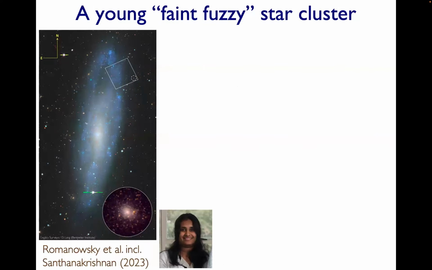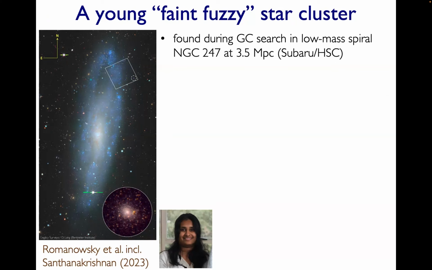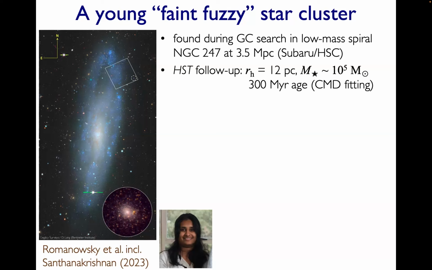Okay, so now moving on to some new classes of objects. I'm going to throw out some new classes of rare gems that we just don't know what to do with yet. One is something that we again found kind of accidentally. One of our master's students at San Jose was involved in finding this, part of the MADCASH survey, where we found what we initially thought was a UCD, but it turned out to be a young faint fuzzy cluster. And we followed this up with HST to confirm what it was.